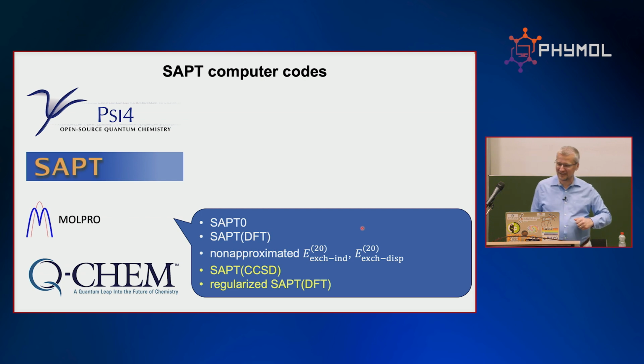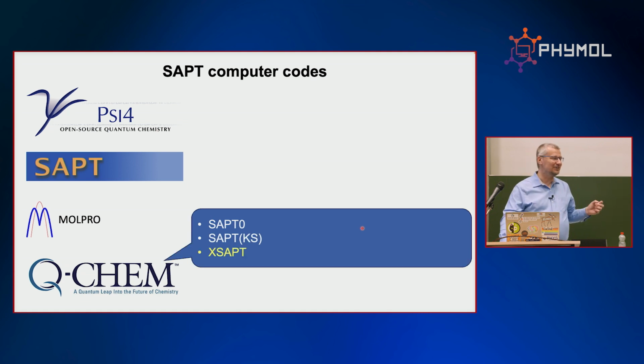MolPro has a pretty nice SAPT DFT, and it has a few other capabilities, including SAPT CCSD, which is the intramolecular correlation from coupled cluster. Very accurate, very expensive, but useful for getting reference contributions. That's the work of Tatiana Korona. And I wrote it in yellow, but that's not the only code that has regularized SAPT DFT to estimate the charge delocalization term, but it's out there.